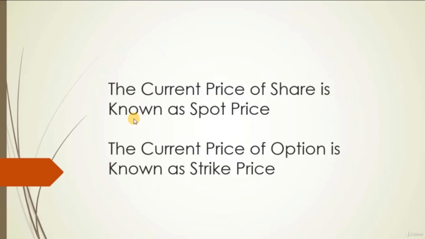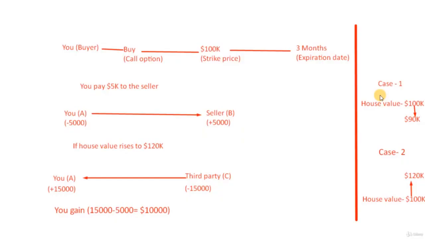The current price of the share is known as spot price, and the current price of the option is known as premium. Strike price can be higher or lower than the spot price. For example, in case 1, the price of the house decreased to 90k from 100k, so the spot price is 90k, and in case 2, the spot price changes to 120k, but the strike price is 100k, that is the agreed price at which the option can be exercised.